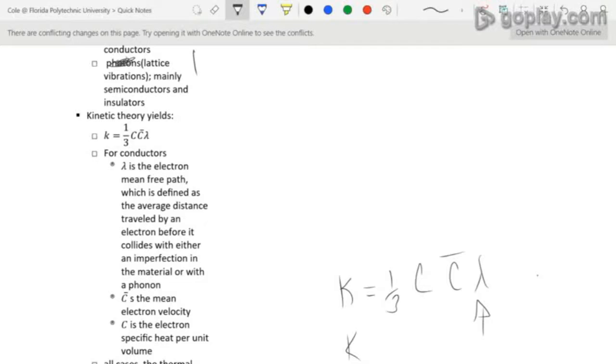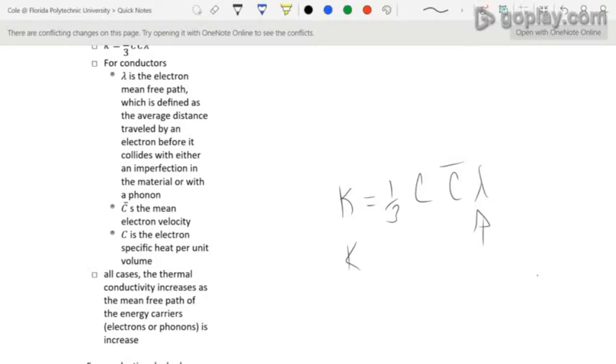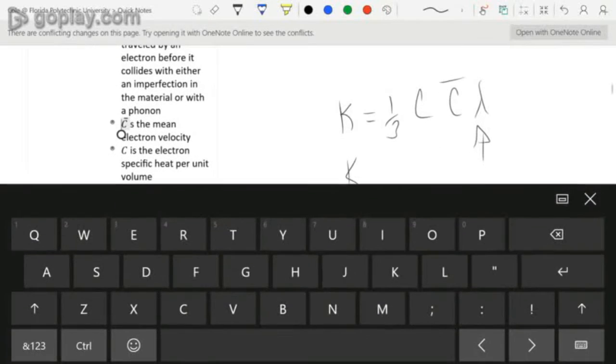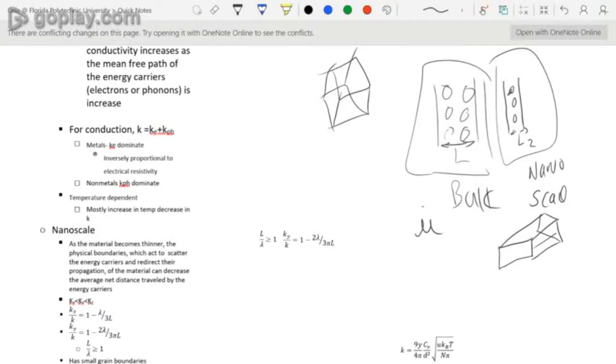And so as you can tell, as the lambda, or the electron mean free path, increases, the thermal conductivity is going to increase. As in all cases, the thermal conductivity increases as the mean free path of the electron carriers is increased. So as the distance traveled by the electron before it collides with something becomes longer, that's going to increase the thermal conductivity.